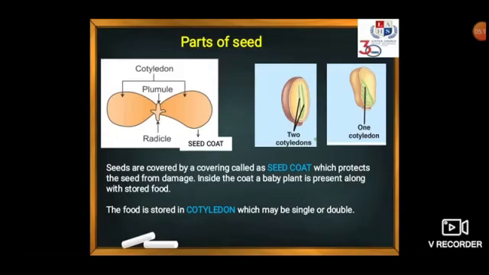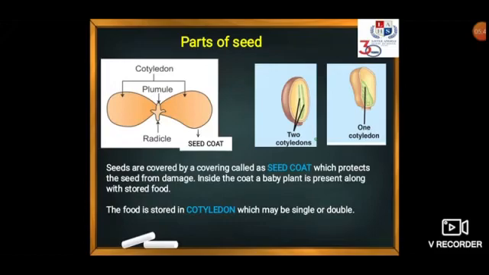Inside the coat is a baby plant. Along with it, there is stored food. The stored food helps the baby plant to grow. Now, the plumule is the future shoot of the plant. Radicle is the future root of the plant. And what is cotyledon? Cotyledon is the swollen part of the seed. It is where the food is stored. And in a seed, there can be either two cotyledons or only one cotyledon.